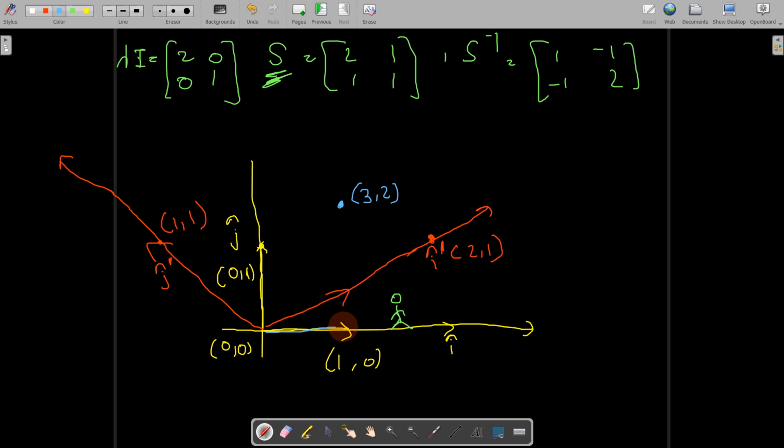You measured it from how much you moved from the original yellow i cap: 3 units along i cap and 2 units along j cap direction. So you got this blue vector. Every distance you are measuring is with respect to the original yellow coordinate system. Now, what do you get when you do S times, let this point be x? What do you get?